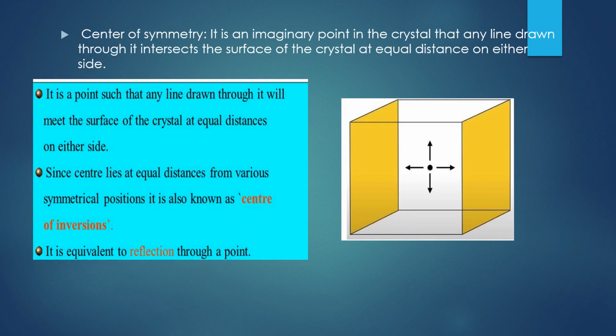Center of symmetry. It is an imaginary point in the crystal such that any line drawn through it intersects the surface of the crystal at equal distances on either side. Since the center lies at equal distances from various symmetrical positions, it is also known as the center of inversion. It is equivalent to reflection through a point.